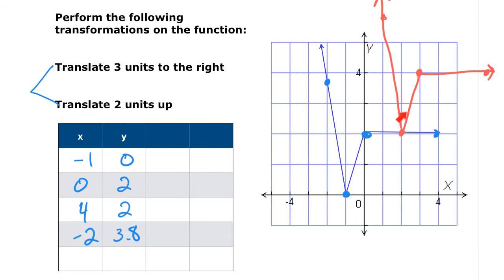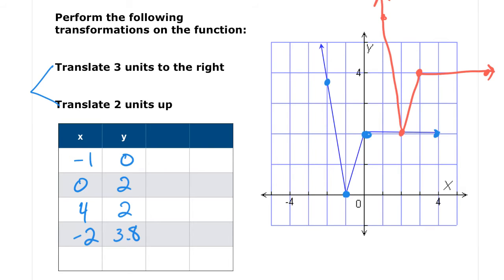So this is what your new function should end up looking like. It should look like the whole thing just moved 3 units to the right and 2 units up. The other way to do this is to create a table of values of those points that you used. This will come in handy sometimes if your function is a little more complicated or if you're doing a different type of transformation.